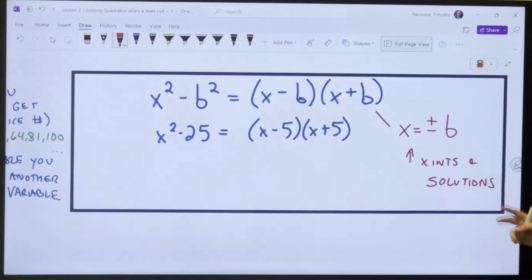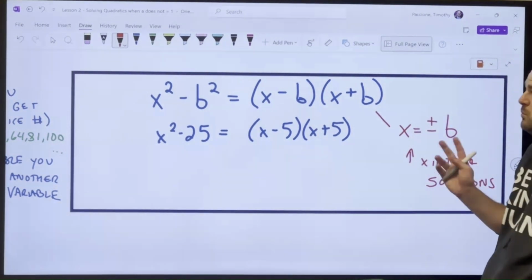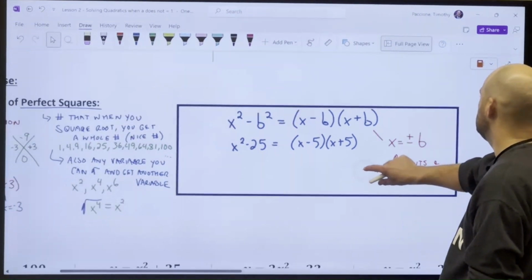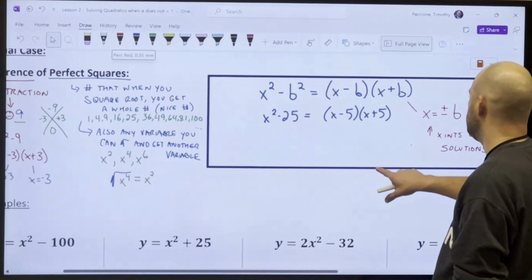Okay? So we're just going to practice with like 4 of these, and then we'll move to homework review, okay? All right, so let's take a look at some examples.